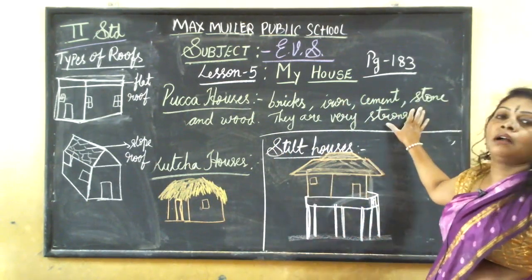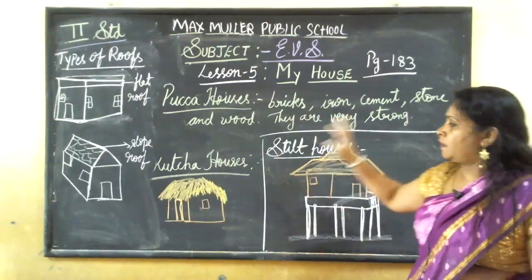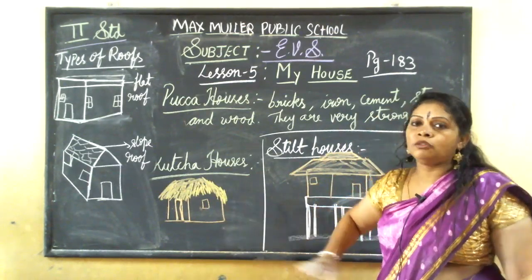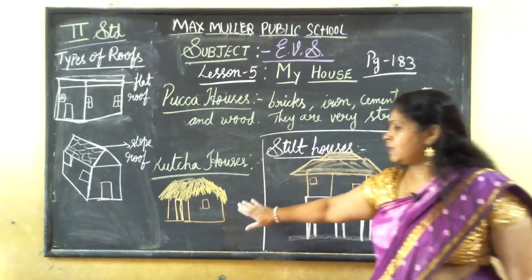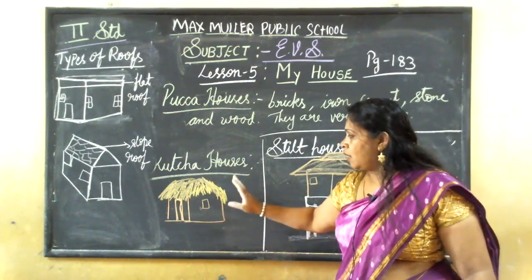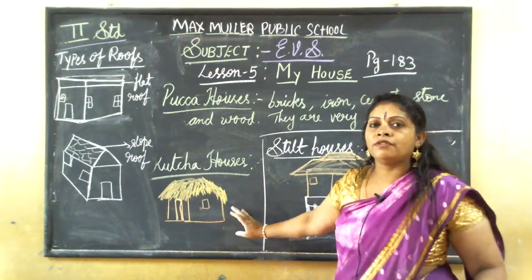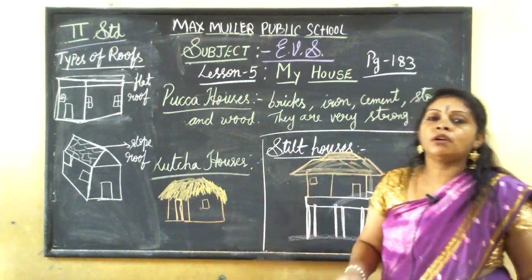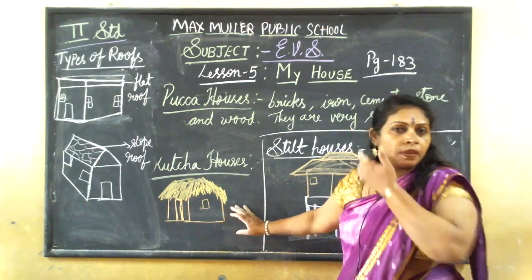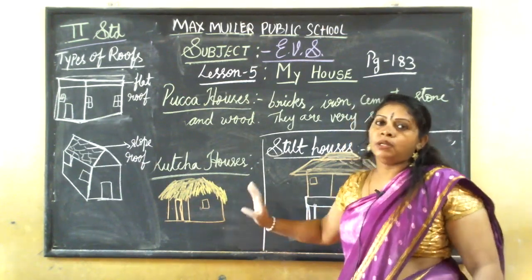And in this Pakka house, in summer it will be very hot. And next is the Kacha house. This is also a permanent house which you can't move from place to place. It is constructed with mud. They use mud, thatched leaves and straw. Okay. This is not strong enough; in heavy rain and wind it will not stay. But this house is very cool in summer.